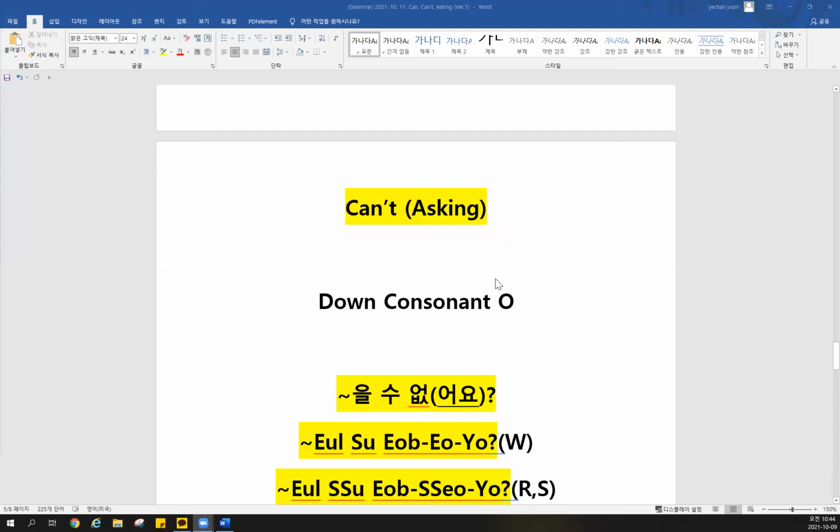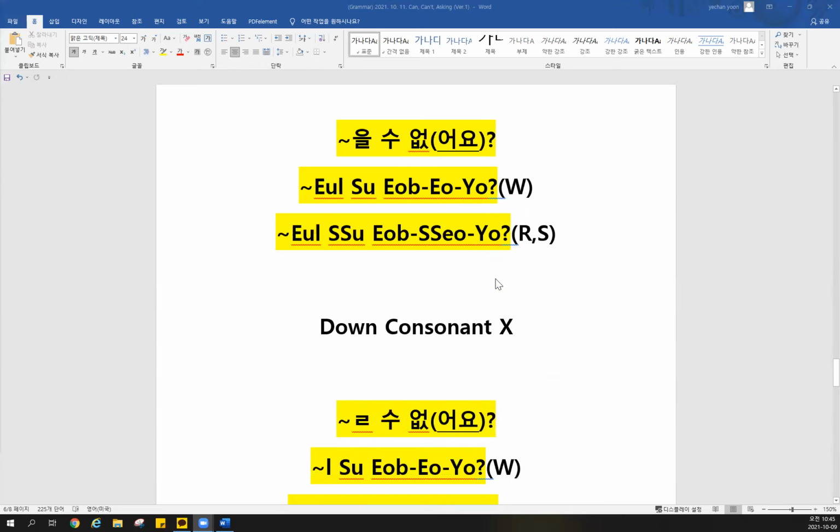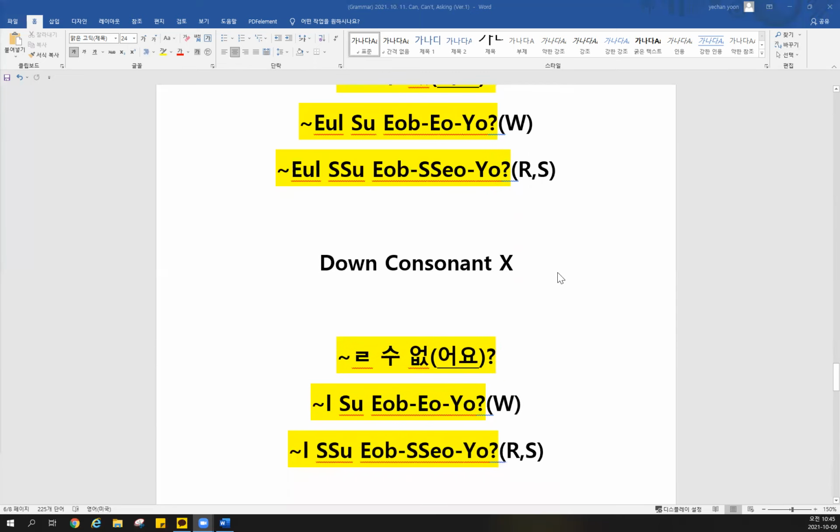Cannot, with the asking. How can you say it if they have a down consonant? You can say blah blah 수 없어요. blah blah 수 없어요. If they don't have any down consonant, then how can you say it? blah blah 르 수 없어요.